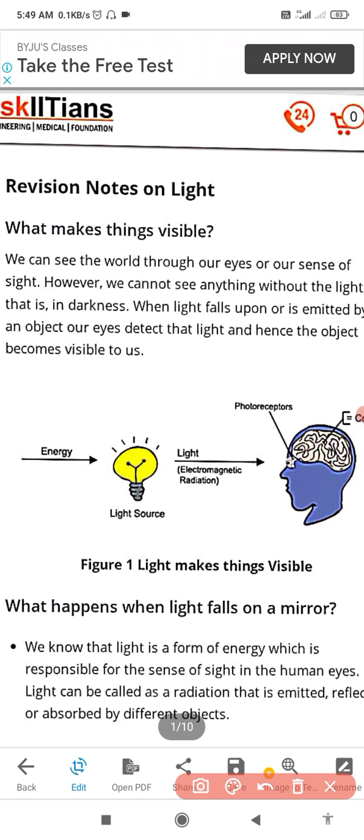As we can see, we see the world through our eyes, our sense of sight. However, you cannot see anything without light, that is, in darkness. When light falls on an object, or is emitted by an object, our eyes detect that light and hence the object becomes visible to us. So this light energy is coming from the power source, light is emitting, and this light gets absorbed, enters our eyes, and is read by our brain.